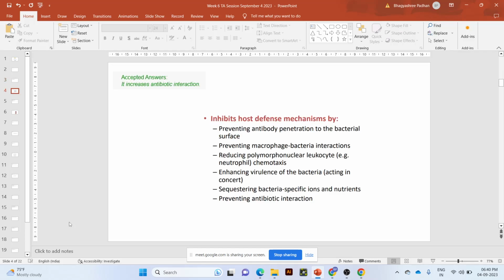So the biofilm is covering the entire implant and there is very little space for the antibiotic to get inside the biofilms to the bacteria where they are residing. So it actually prevents antibiotic interaction.